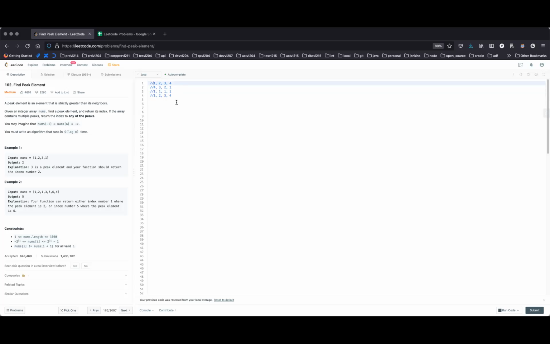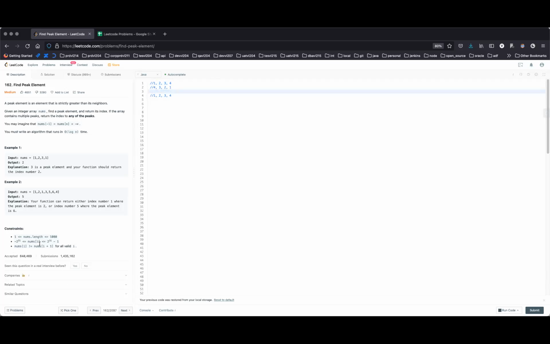Sorry, what did you say for the third scenario, when all the elements are equal? What is the peak here? When all the elements are equal, I think towards the end we go and return the final one. Okay. But yeah, I think here they are saying this is not a proper case.